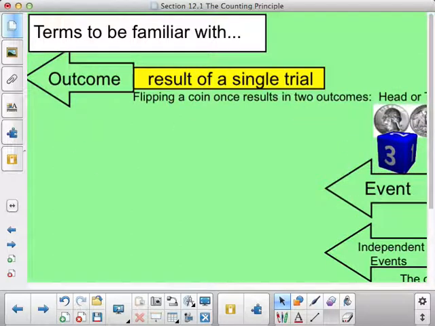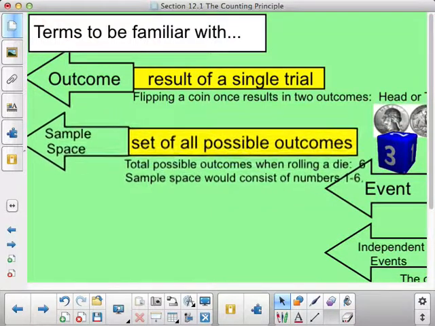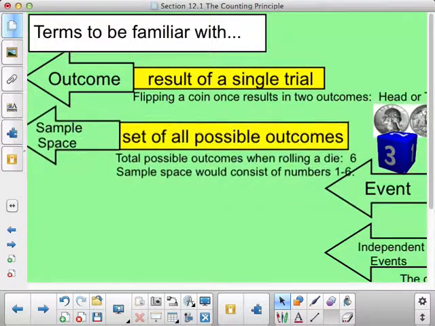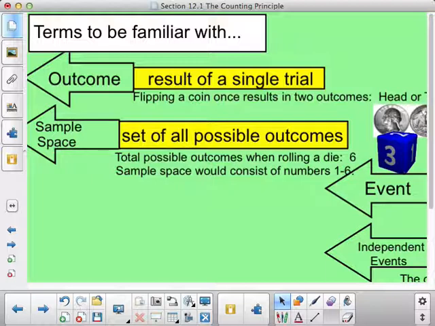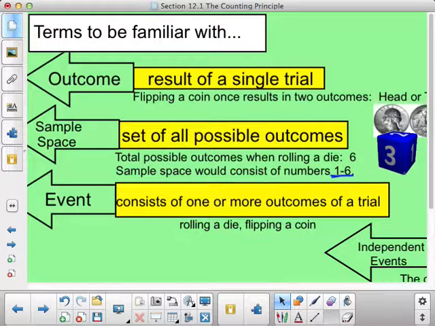Sample space would be the set of all possible outcomes. One example would be when you roll a die. There are 6 possible outcomes, and the sample space would be the numbers 1 through 6. An event consists of one or more outcomes of a trial, such as rolling a die or flipping a coin.